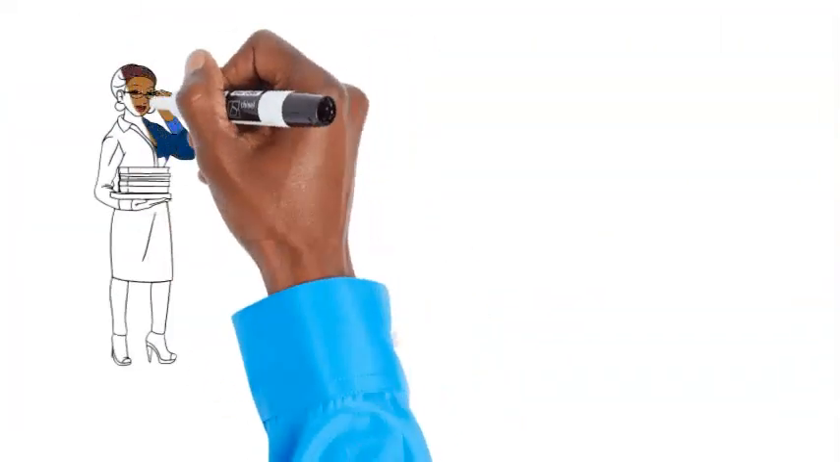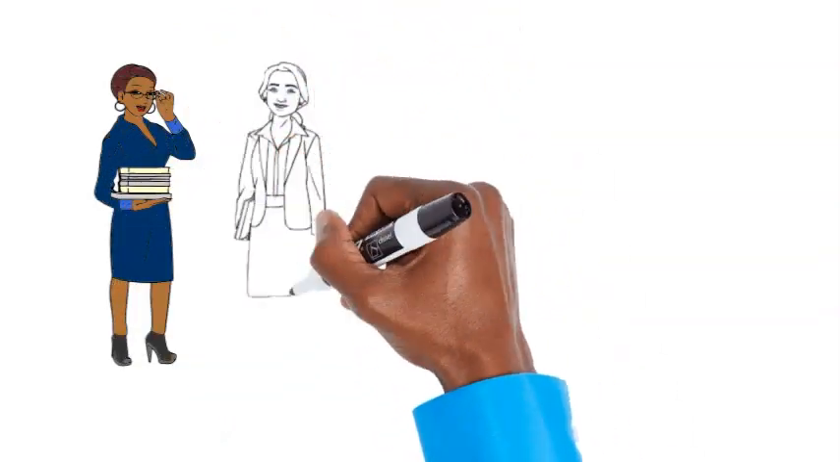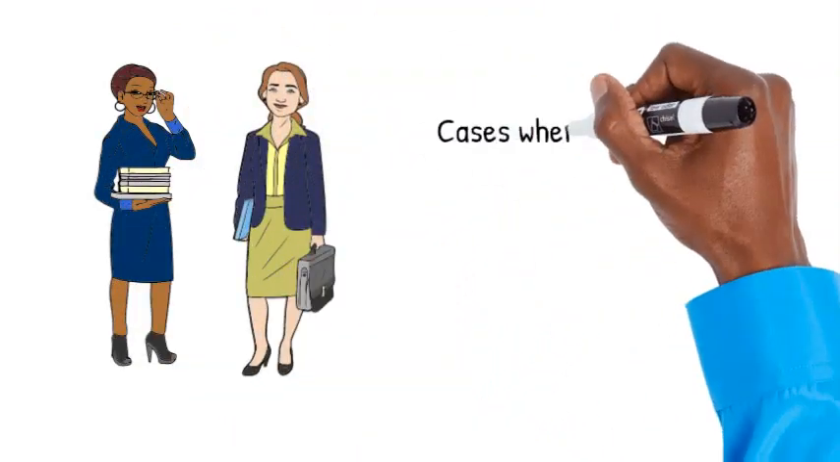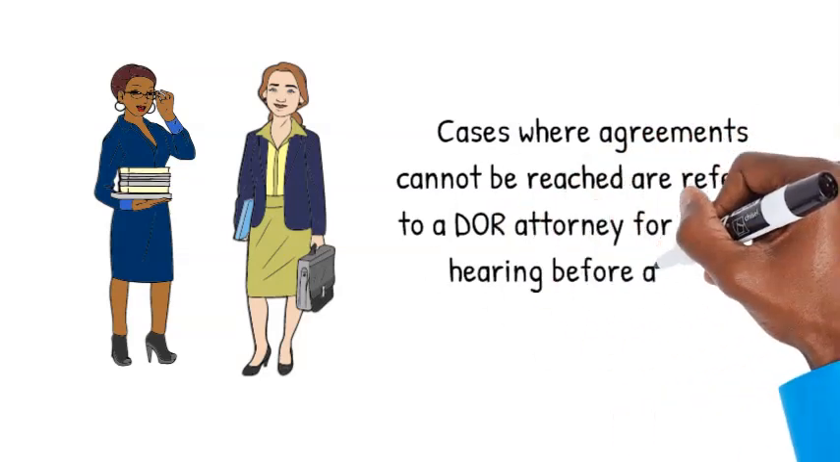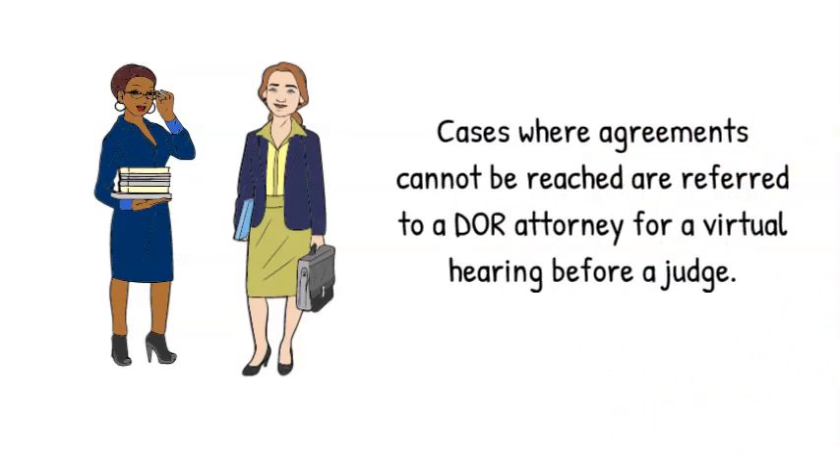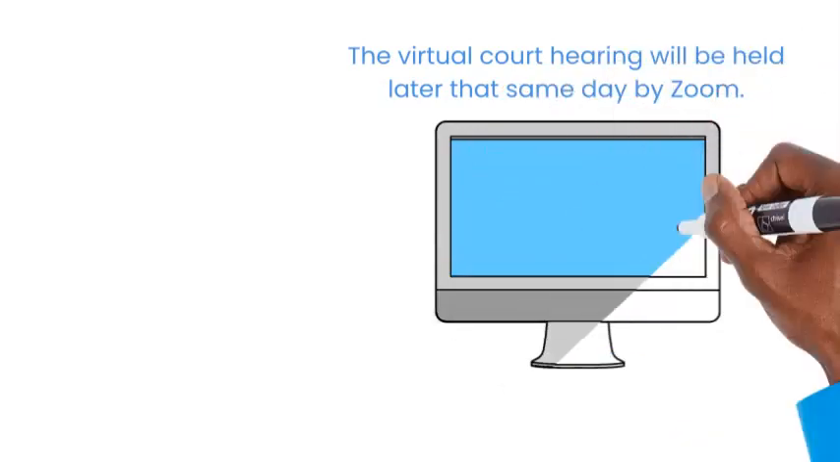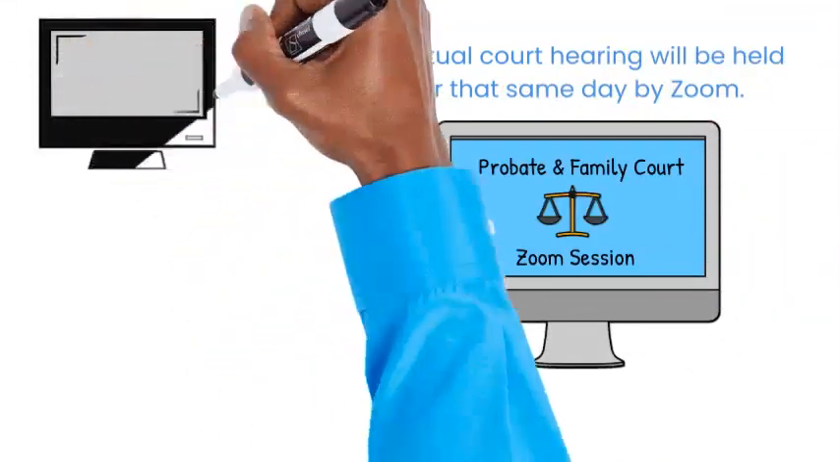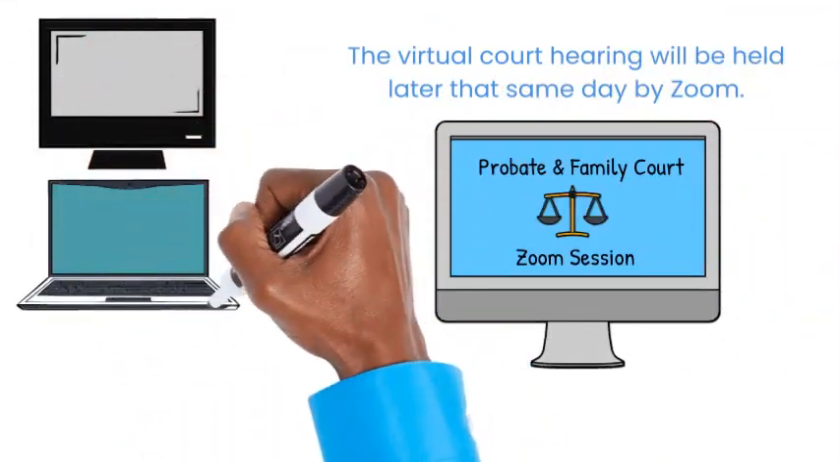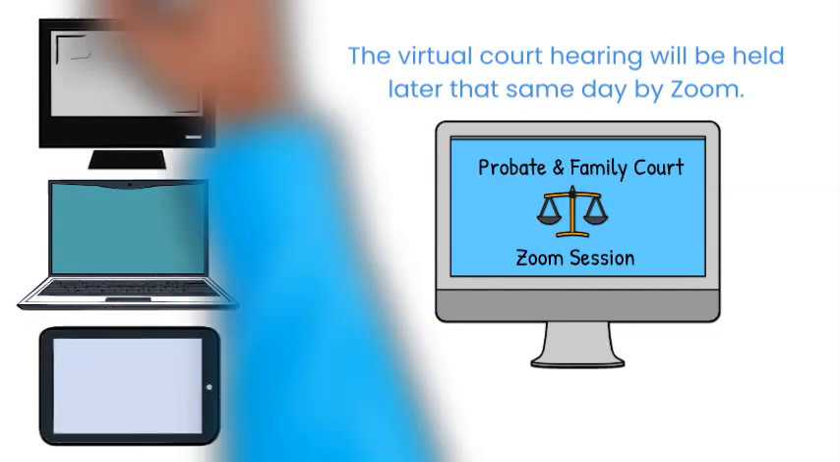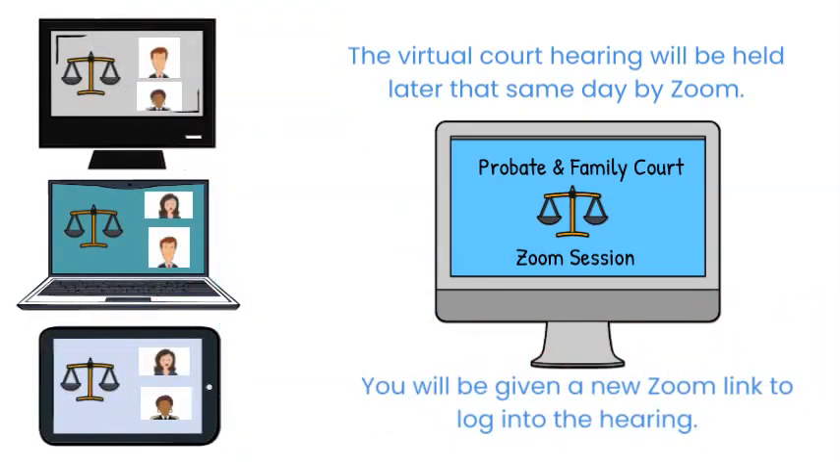If you and the other parent are not able to reach an agreement during your case conference, you will have an opportunity to have a hearing before a judge. Your case will be referred to a DOR attorney who will present your case in a virtual hearing. The hearing will be held later that same day by Zoom. You will not have to stay in the virtual waiting room to wait for your court hearing. You will be given a new link to access the court's Zoom session at a scheduled time later in the day.